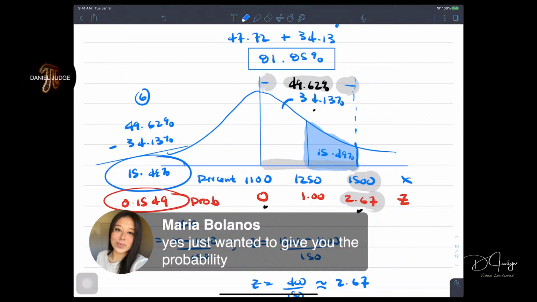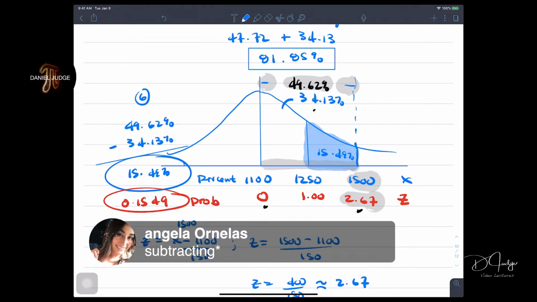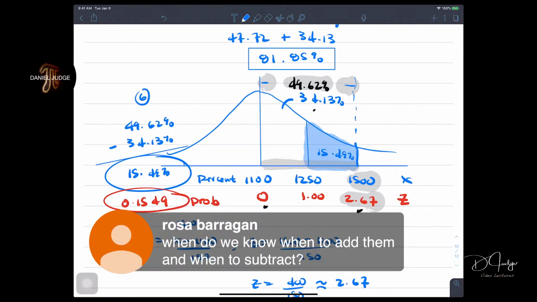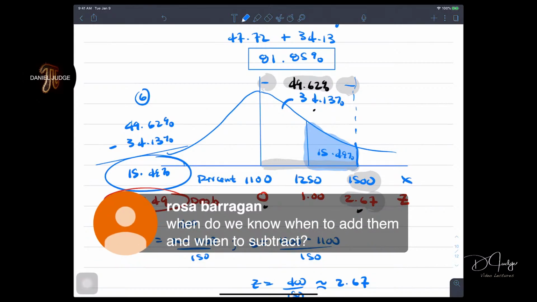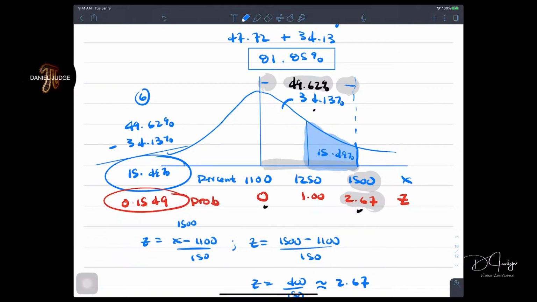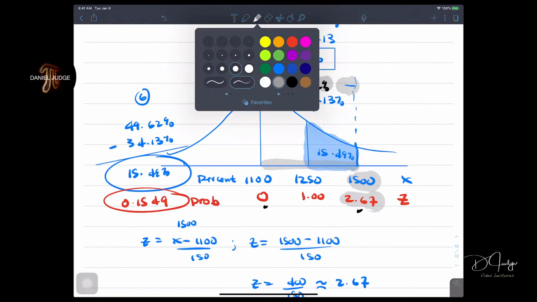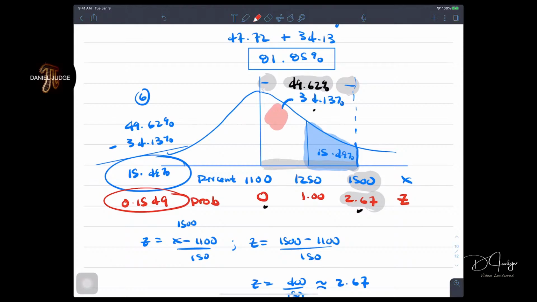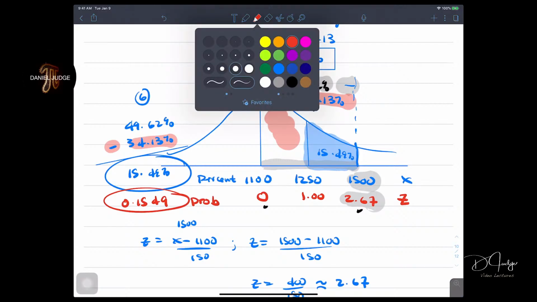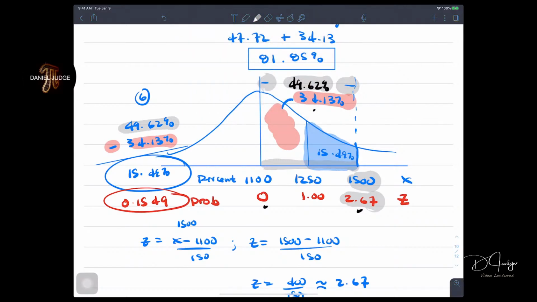Yep. Maria gave the probability answer. Yes, Angela, we subtracted. And what do we say? When do we know when to add and when do we know to subtract? The most common question. It goes back to the exercise in grading on a curve. In one case, you have missing area. And when you have missing area, you subtract. Remember, this portion is missing, so you take that away. That's why we have subtraction of that. And you say, I take it away from what? I take it away from the 4962.